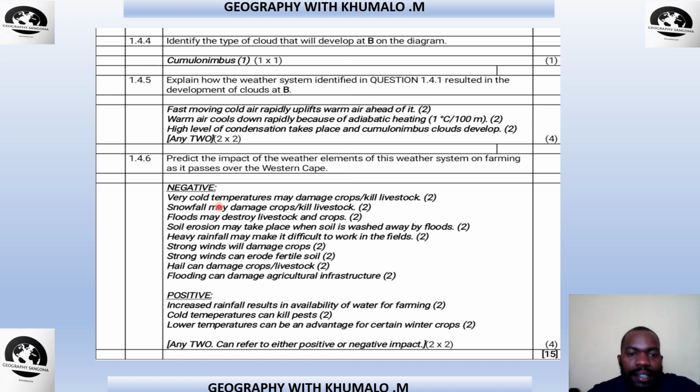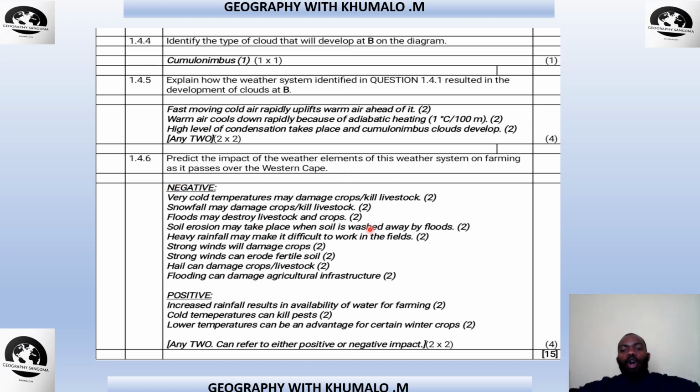Now, negative impacts can be: very cold temperatures may damage crops or kill livestock. Snowfall may damage crops and kill livestock. Floods may destroy livestock and crops. Soil erosion may take place when soil is washed away by floods. Heavy rainfall makes it difficult to work in the fields. Strong winds will damage the crops. Strong winds can erode fertile soil. Hail can damage crops and livestock. Then flooding can damage agricultural infrastructure. So those are the negative factors that you could have written.